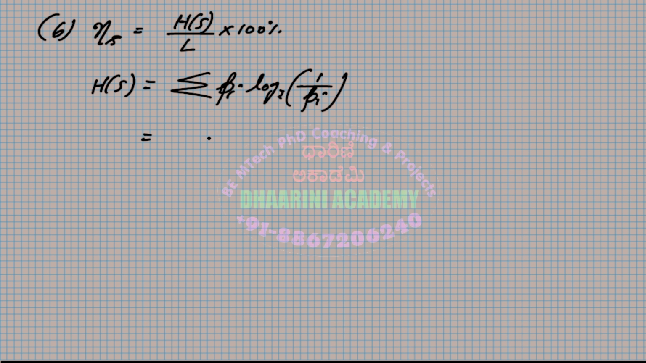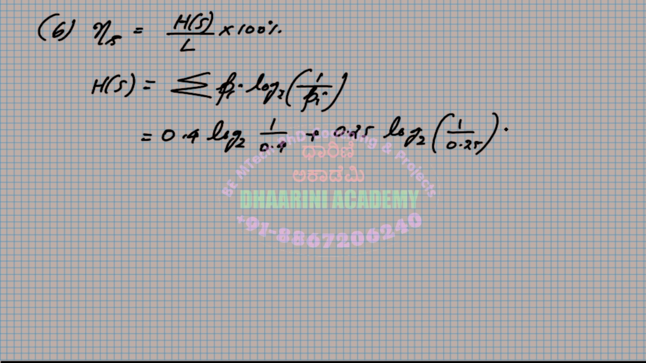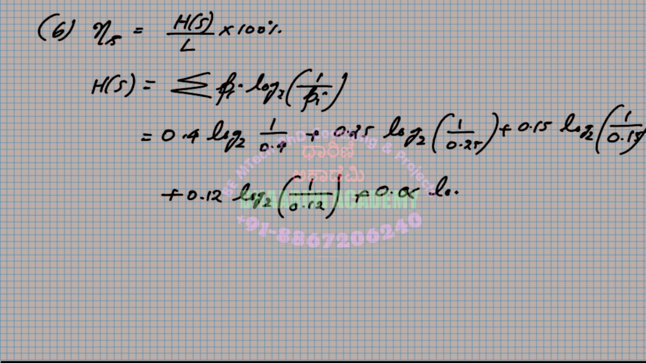That is equal to 0.4 log to the base 2 of 1 by 0.4, plus 0.25 log to the base 2 of 1 by 0.25, plus 0.15 log to the base 2 of 1 by 0.15, plus 0.12 log to the base 2 of 1 divided by 0.12, then 0.08 log to the base 2 of 1 divided by 0.08. Please calculate this.